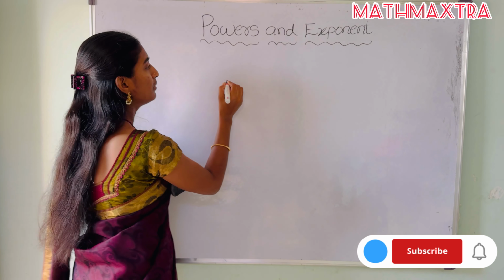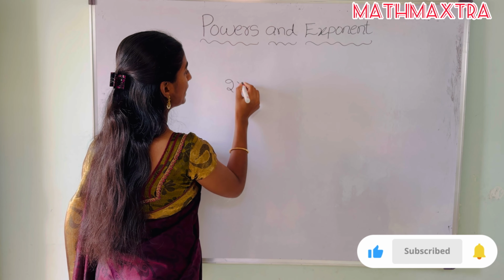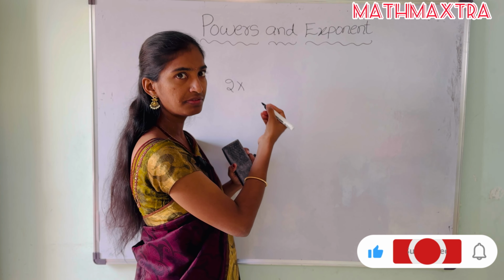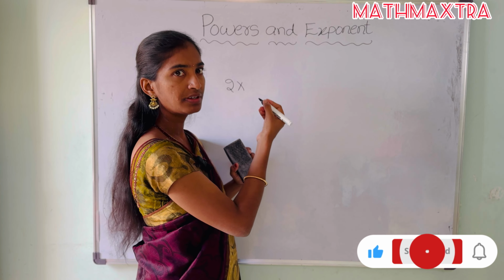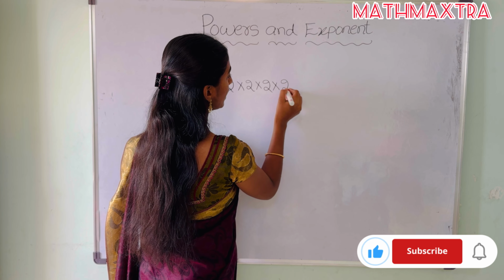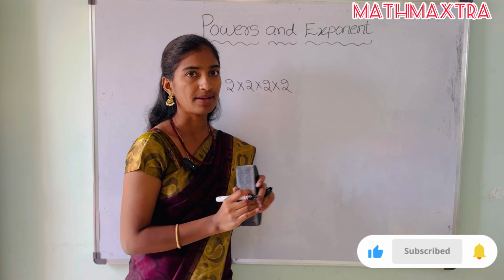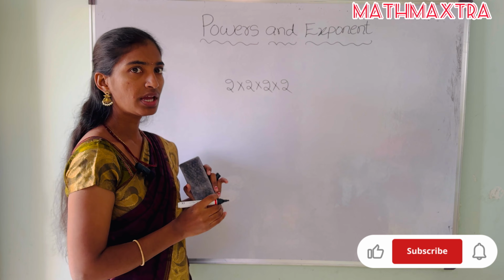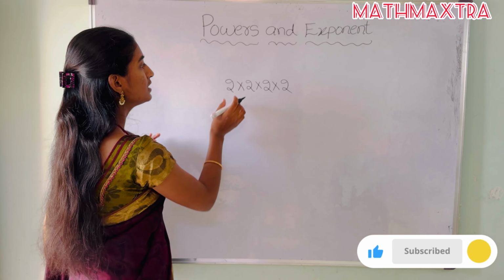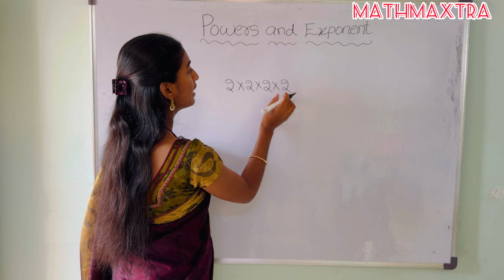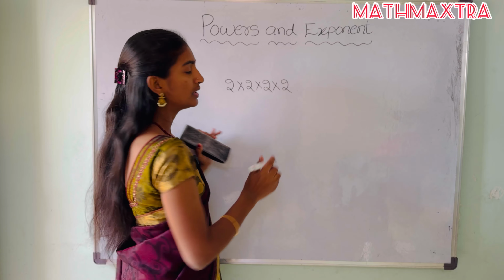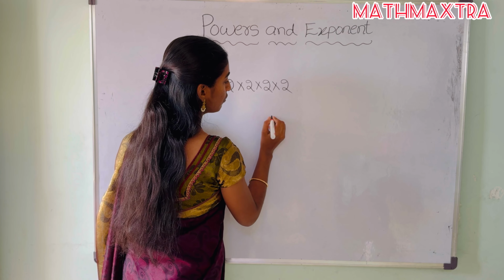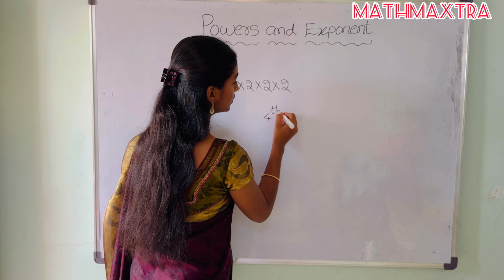See, I am taking an example, 2. I am multiplying this 2 with itself repeated times. Yes, this is called a power. Okay, how can we represent it if this 2 is multiplied 4 times? If this 2 is multiplied 4 times, then we call this the fourth power of 2.